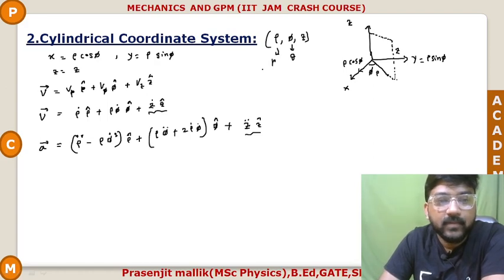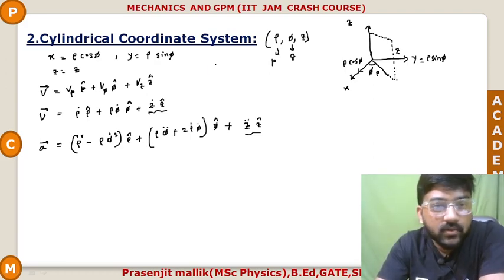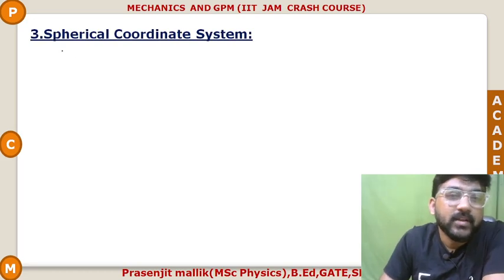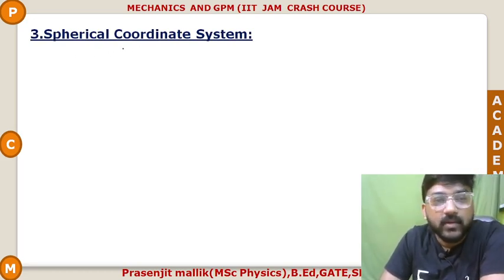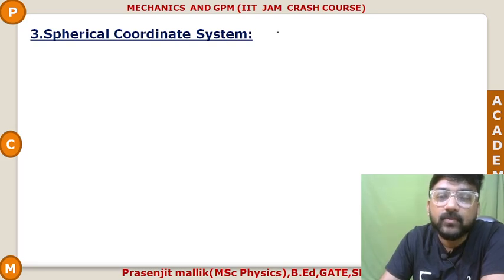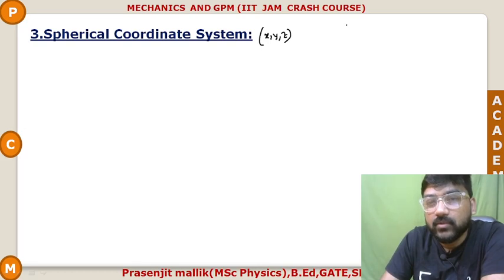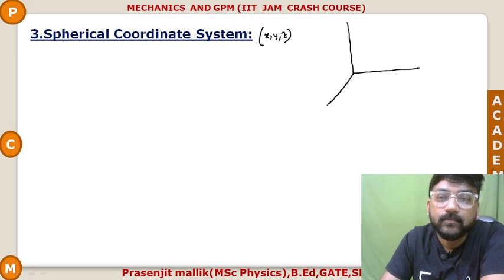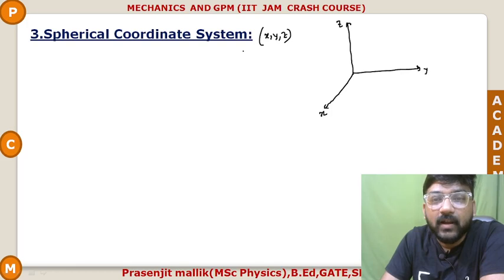But for the spherical polar coordinate system, this is much more complicated. So let us see that thing also. Now let us first see the conversion formula from Cartesian to spherical polar. Here also we have a 3-dimensional system x, y, z, and we will convert x, y, z to r, theta, phi.